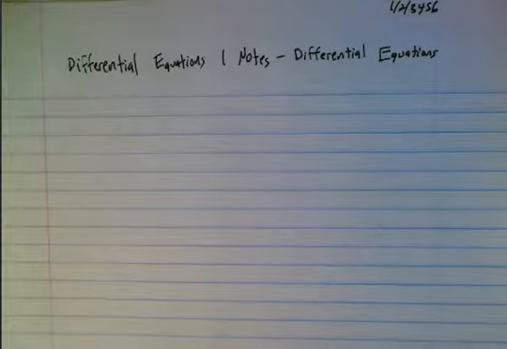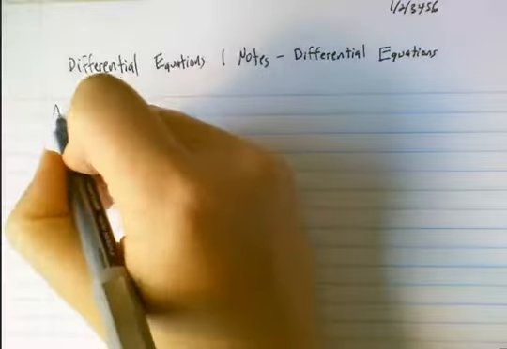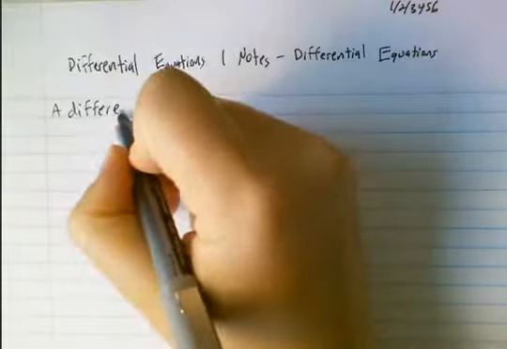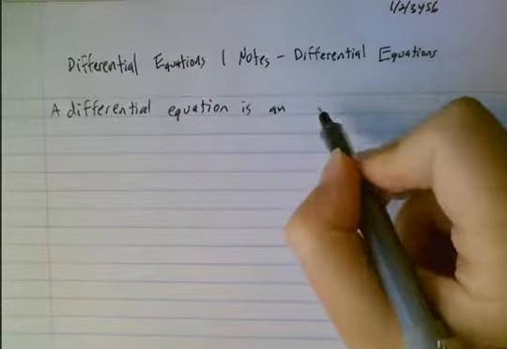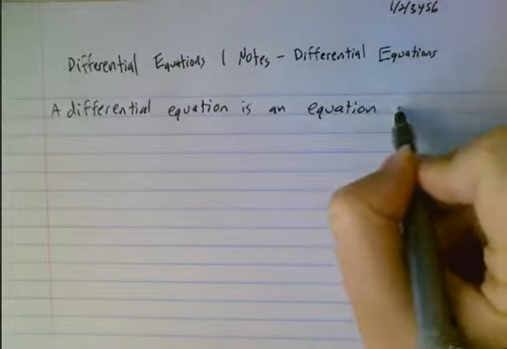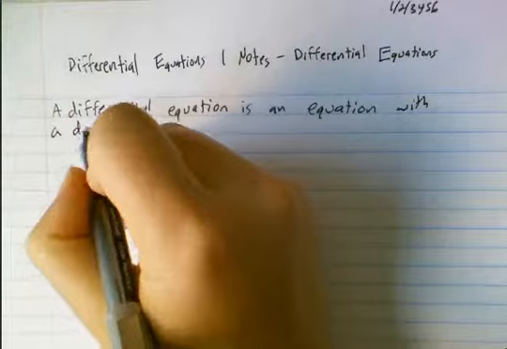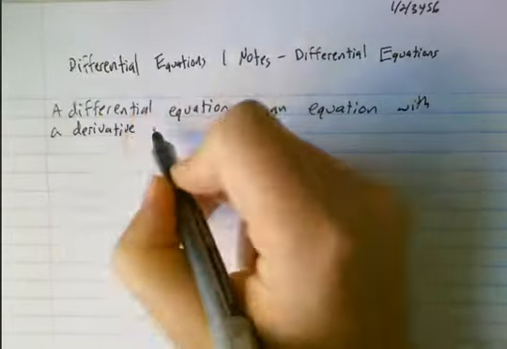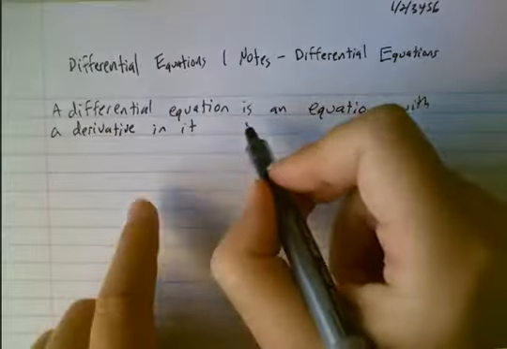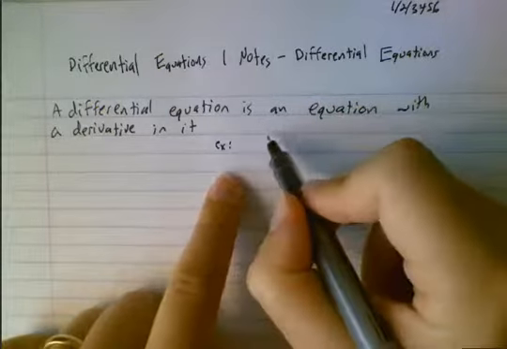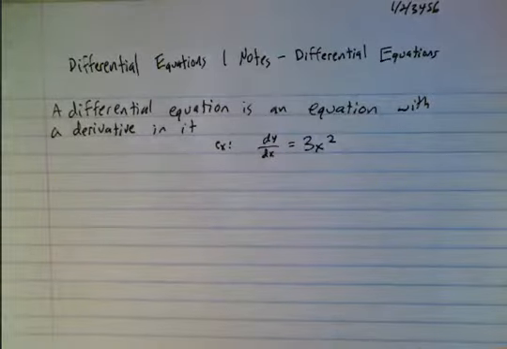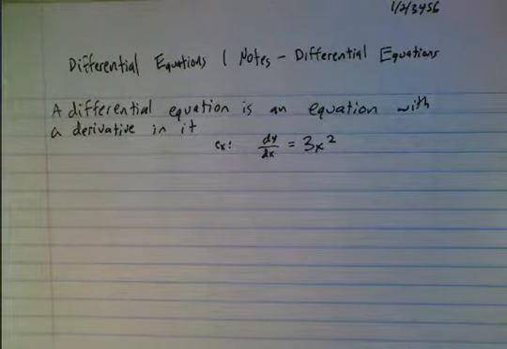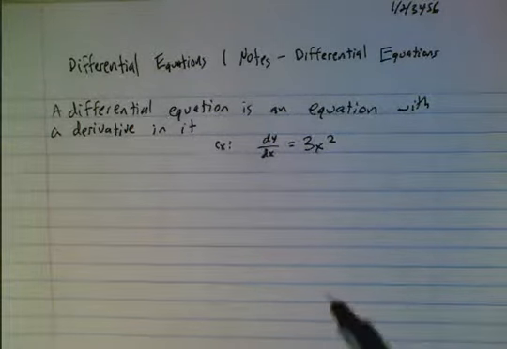So a differential equation is just an equation with a derivative in it. So for example, dy dx equals 3x squared. That's a differential equation. And generally, when we're working with a differential equation, we're asked to find the general solution, which is just the equation whose derivative is given here.